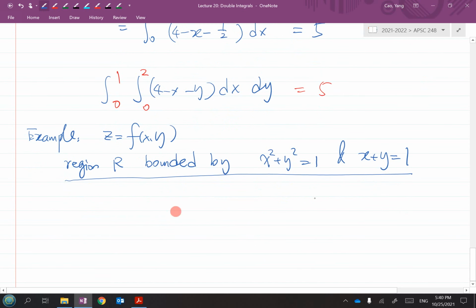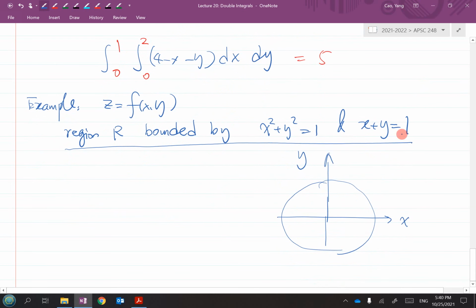To graph the region R, you can graph it in an xy planar case. You don't have to graph it in 3D. First, graph x squared plus y squared equal to 1. Okay, that's a circle. And then you graph x plus y equal to 1, which is a straight line.